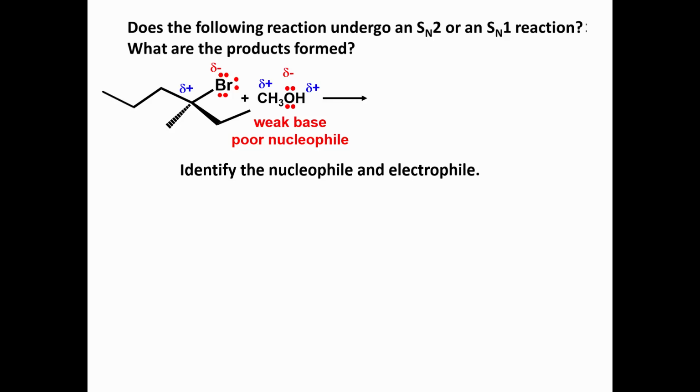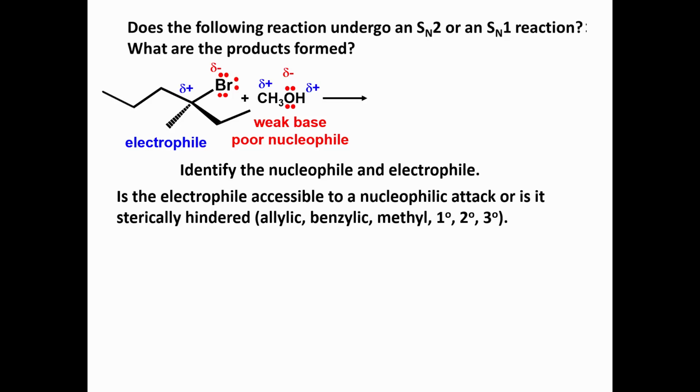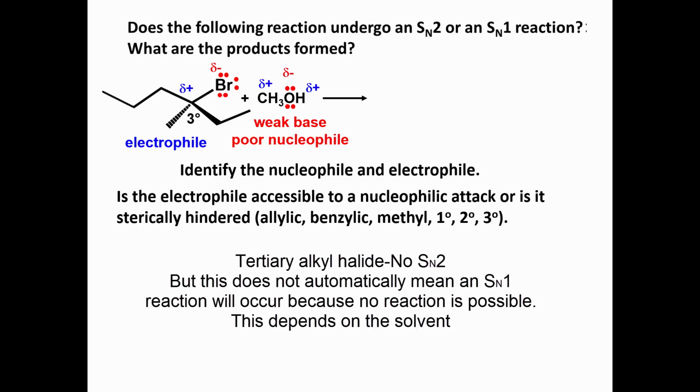The nucleophile in this reaction is methanol, which is a poor nucleophile and a weak base. The electrophile is the alkyl bromide. Is the electrophile accessible to a nucleophilic attack, or is it sterically hindered? The alkyl halide in this reaction is tertiary. It is sterically hindered towards a nucleophilic attack and will not undergo an SN2 reaction.